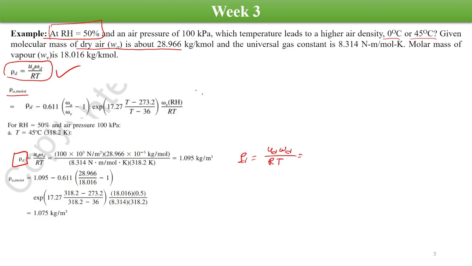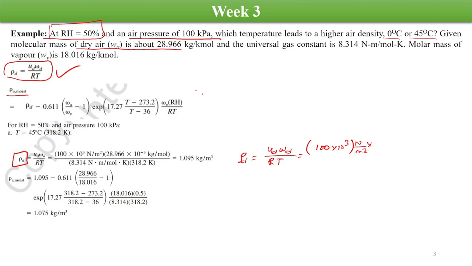If we are following the SI system, then the value of p d as given here, the air pressure, is 100 kPa. So that's going to be 100. kPa is kilonewton per meter square, so we'll convert it to Newton: 10 to the power 3, and the unit will be Newton per meter square.